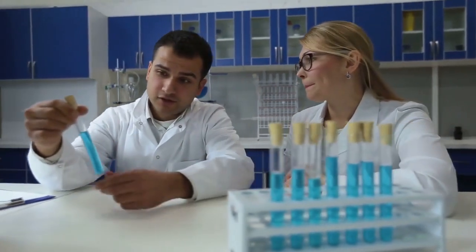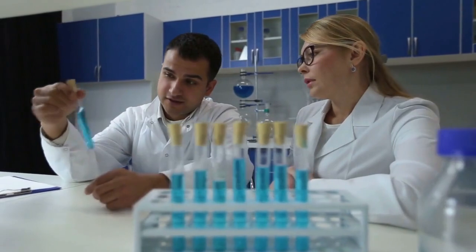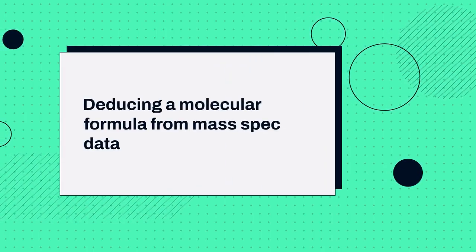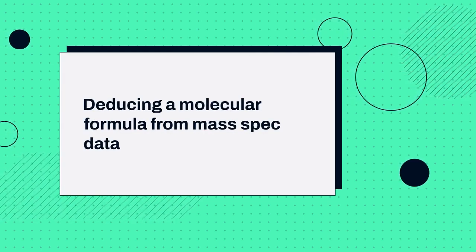The small M+1 peak, caused by carbon-13, can help you verify the number of carbon atoms in your formula. The M+2 peak is especially useful for spotting halogens like chlorine or bromine due to their unique isotopic abundances. And that's the fundamental process for deducing a molecular formula from mass spec data.